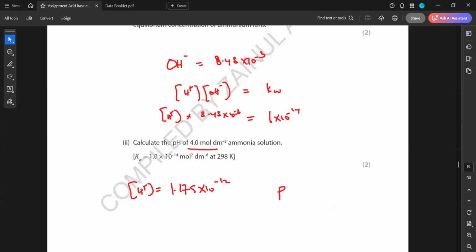And then to get the pH, we use a formula. The pH is equal to minus log of hydrogen ion concentration. So minus log of 1.17 into 10 to the power minus 12 will give us 11.9, the pH of this solution. And it is an alkaline solution, a weak alkaline solution, so it is less than 12.